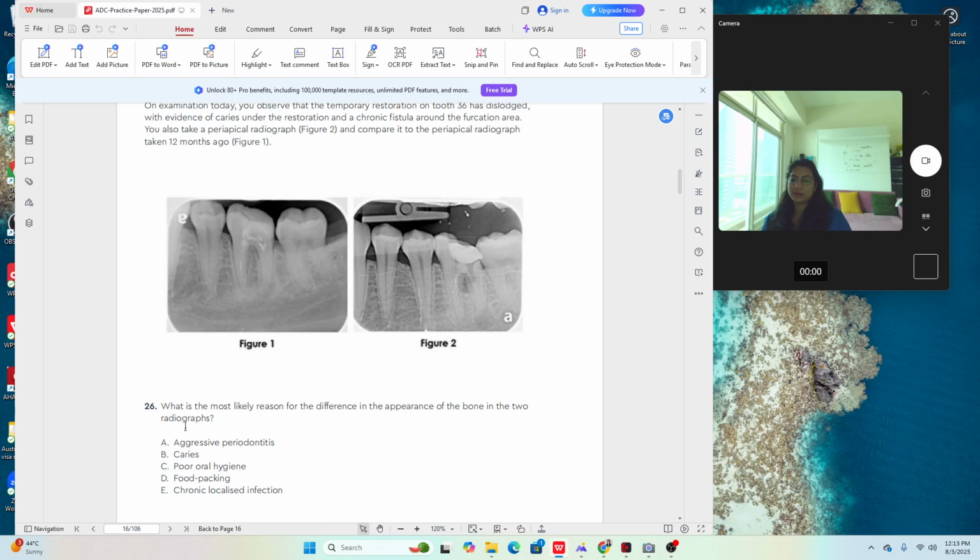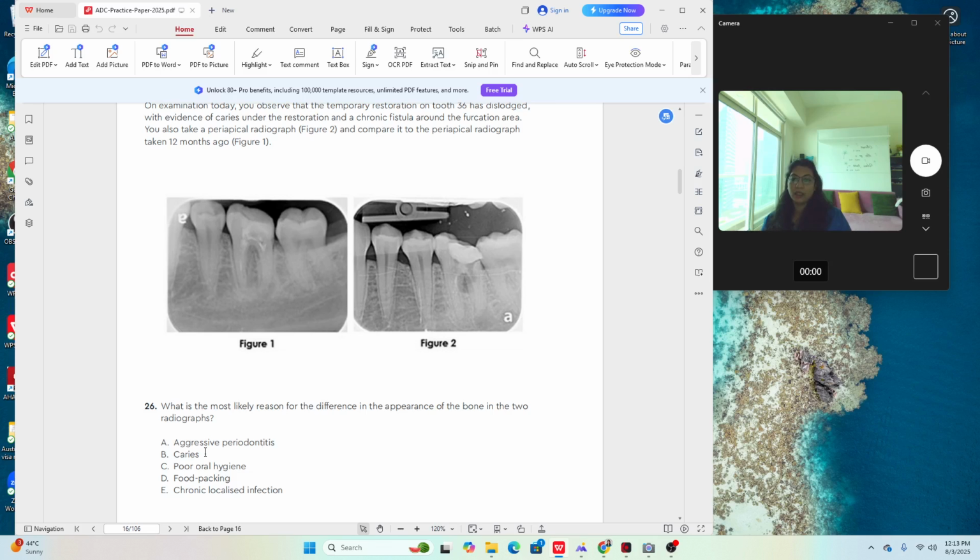Aggressive periodontitis. First of all, we have eliminated the term aggressive periodontitis according to the new classification. And even if you were to consider this, aggressive periodontitis is not just on one tooth. It has to be in many teeth, at least two non-adjacent teeth. You know, that's the classification. Nothing of that sort is mentioned here, so that is out.